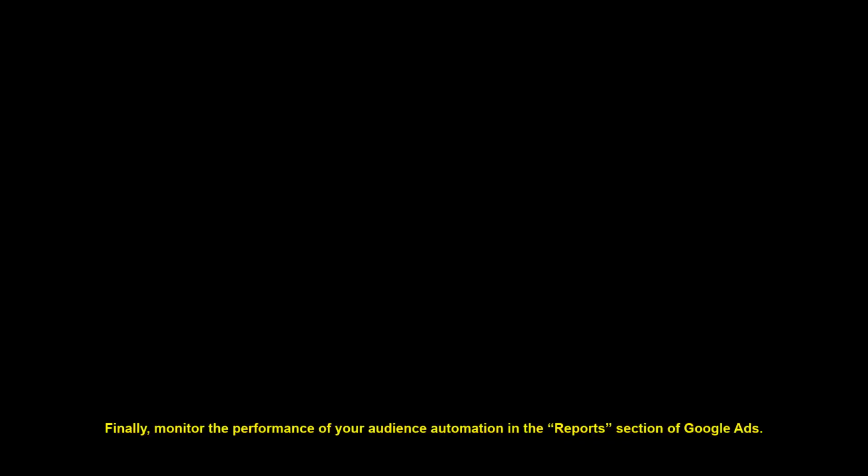Finally, monitor the performance of your audience automation in the Reports section of Google Ads. This will help you understand how well your AI-driven audience automation is performing. Adjust your strategies as needed based on the insights gathered from your reports.